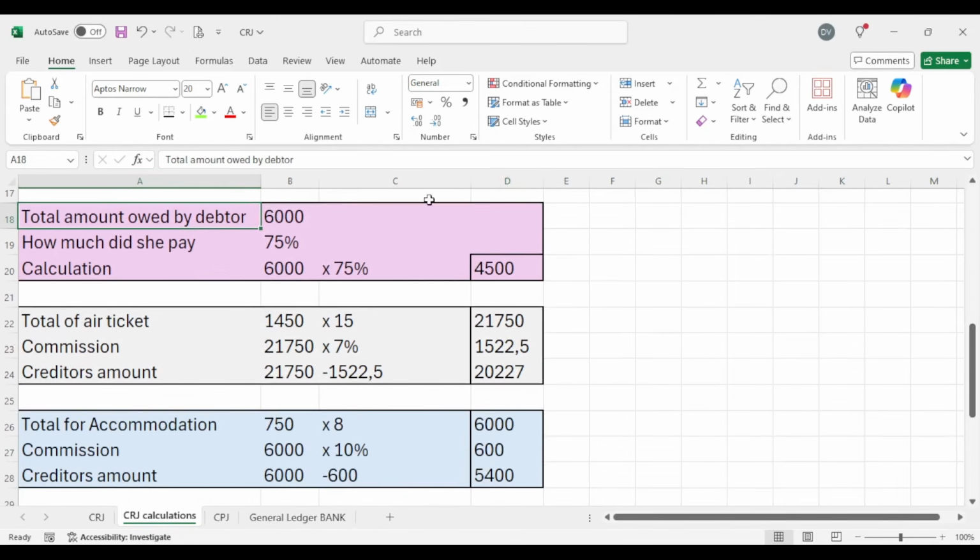You take your 6,000 Rand and you work out 75% of this. Why? Because even though Tobela owes you 6,000 Rand, she wasn't able to pay the full amount. So she only paid 75% of that amount. And if you work it out, it gives you a total of 4,500 Rand, which is the total that she paid. Let's see, what does it look like in your journal?